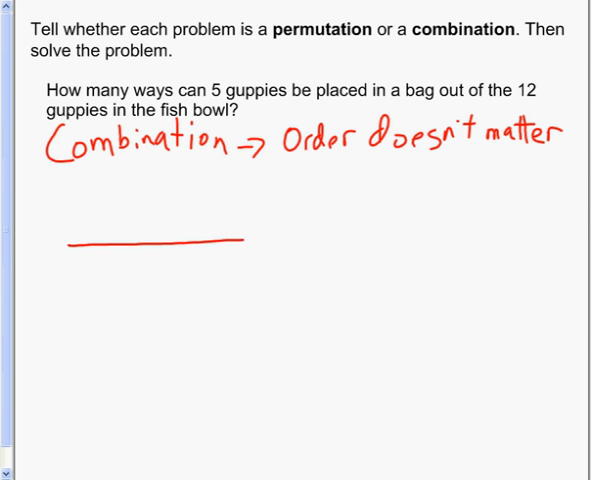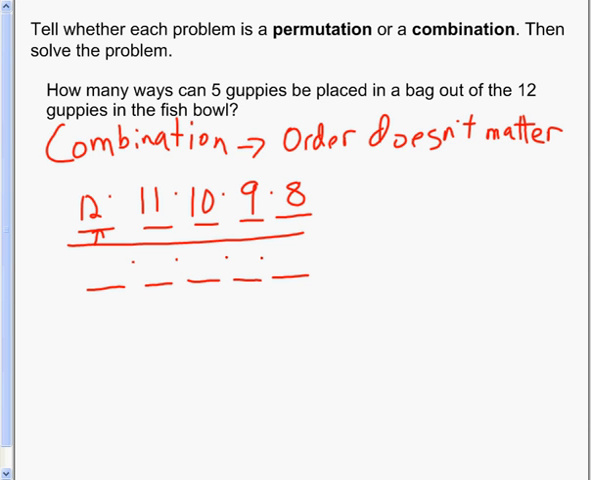So, combination means we need to draw a line. How many fish are we choosing? We've got 5, so there's going to be 5 blanks. How many can we choose for the first position? Well, we have 12 fish, then 11 once we have the first chosen, 10 are left after the first 2 are chosen, 9 are left after the first 3, and 8 after the first 4.